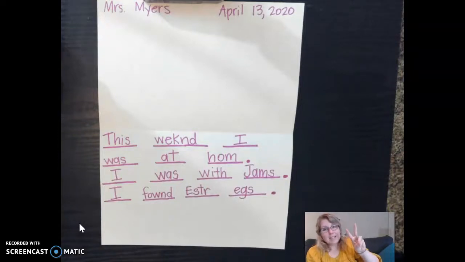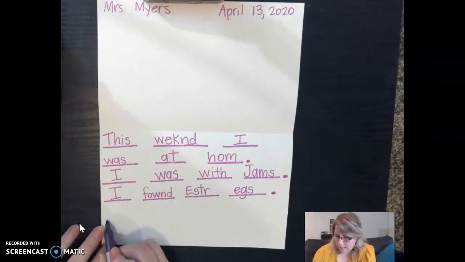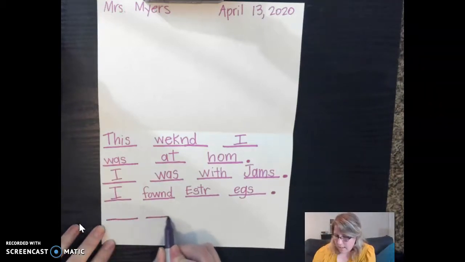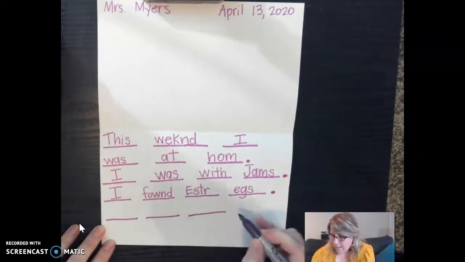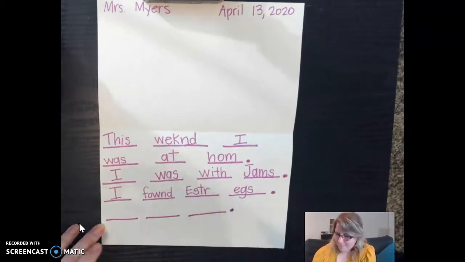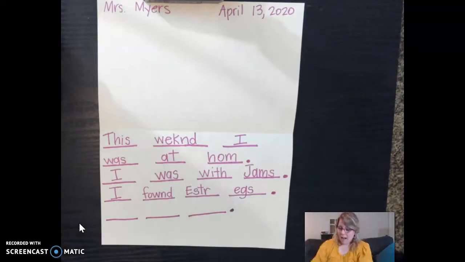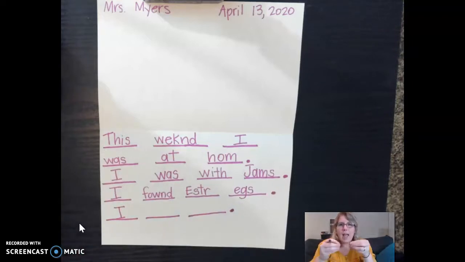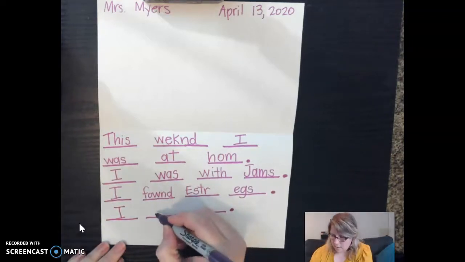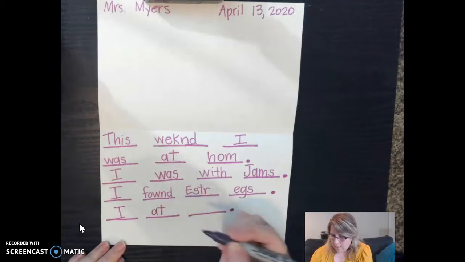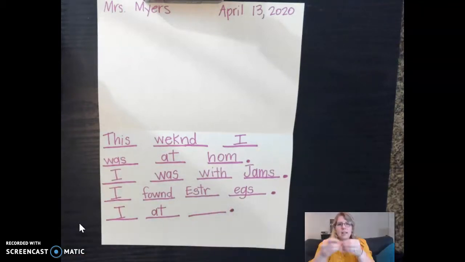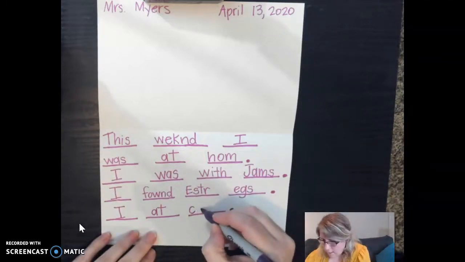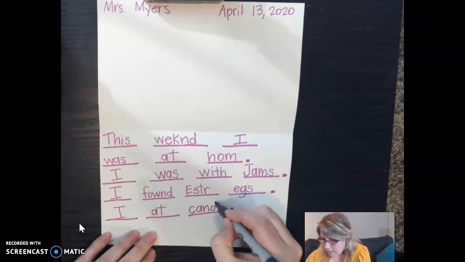I ate candy. 3 words, 3 lines. I ate candy. Period. Capital I. I. Ate. Candy. And E.